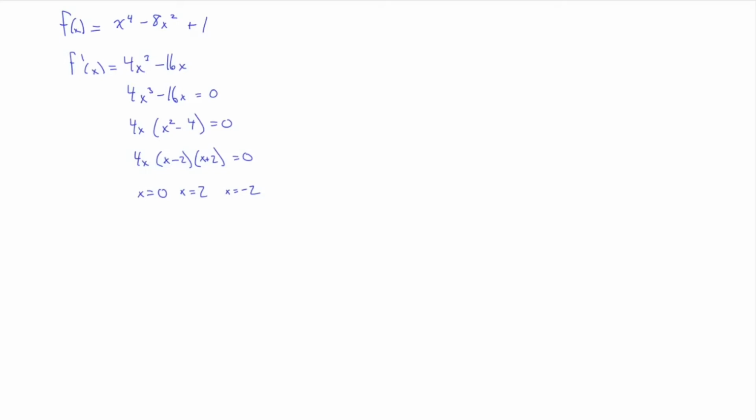And the first step is to find the critical points. And to find the critical points, we take the derivative and we set it equal to 0 and we solve. You do that algebra and you get that there are critical points at x equals 0, x equals 2, and x equals negative 2. And now we need to know what happens to the left and right of each of those critical points. So we make ourselves a little chart.